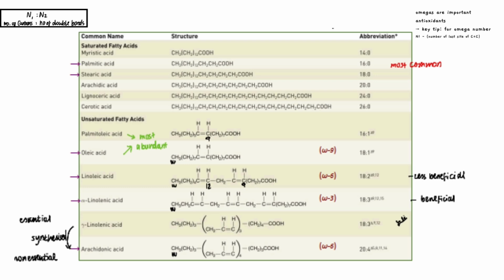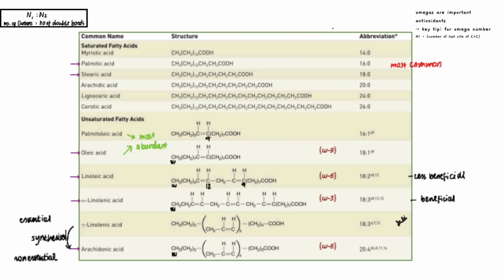First of all, N1 is the number of carbons, and N2 is the number of double bonds. And then for the small number on top, you take the total number of the carbon atoms and subtract the number of the last site of the carbon-carbon double bond. That is how you establish the number that is next to the triangle on the top.